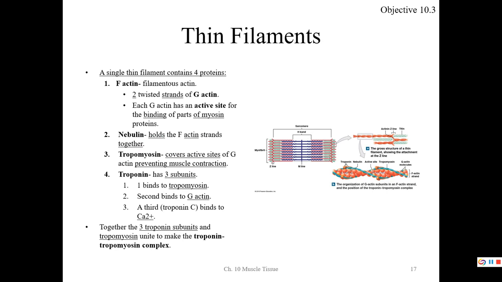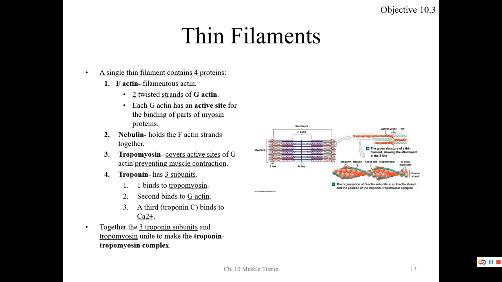Now, remember these next 2, they are the regulators. They are the ones who want to control. They're like the parents who regulate the date. They are the people who supervise the date. They're the chaperones. You have tropomyosin. Tropomyosin is a lot like the dad, protecting G-actin's active site, basically guarding his daughter. It covers the G-actin's active sites to prevent a muscle contraction. It prevents myosin from ever binding.